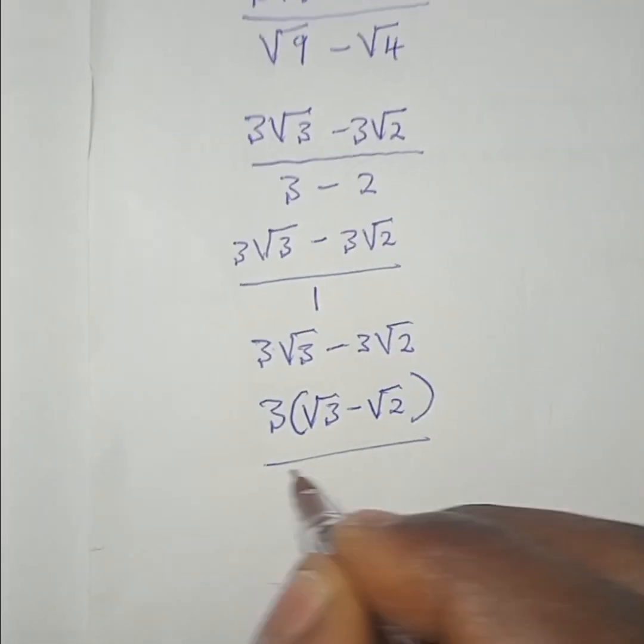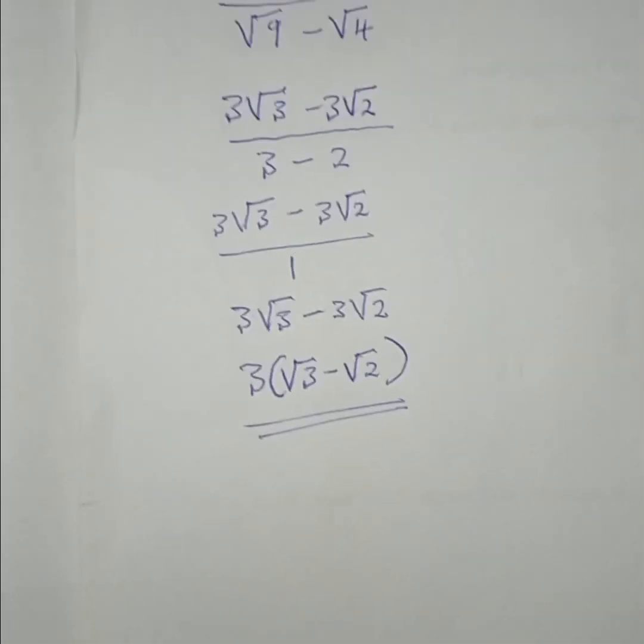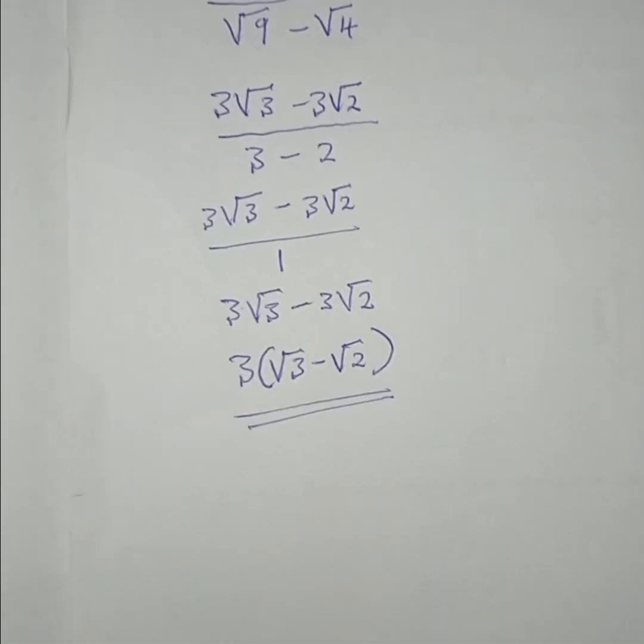So this is our final answer. The final answer is 3 square root of 3 open bracket square root of 3 minus square root of 2 close bracket.